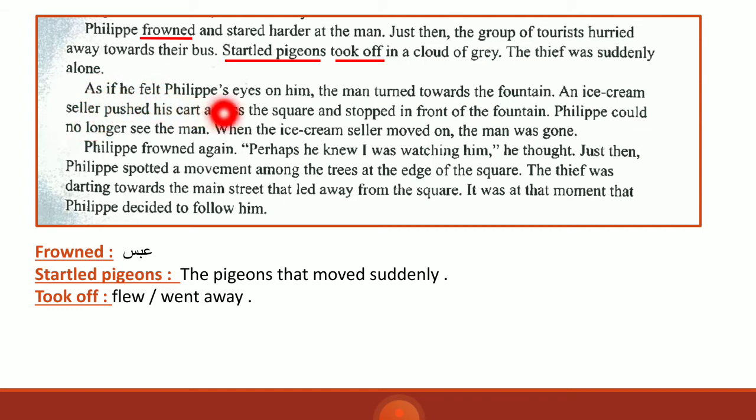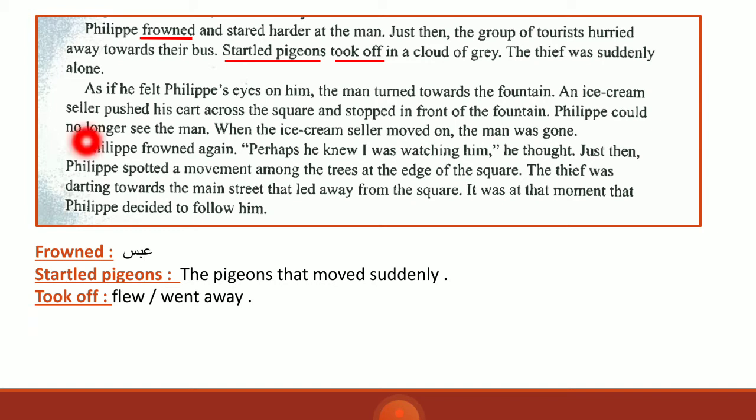As if he felt Philippe's eyes on him, the man turned towards the fountain. Meaning when the thief felt that Philippe was watching him, he turned towards the fountain. An ice cream seller pushed his cart across the square and stopped in front of the fountain. Philippe could no longer see the man. So the man disappeared and Philippe couldn't see him. When the ice cream seller moved on, the man was gone, meaning he disappeared. And here, when we say the man, we're talking about the thief.